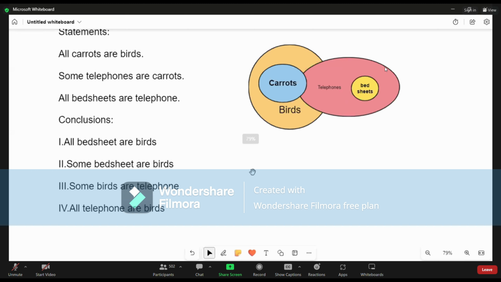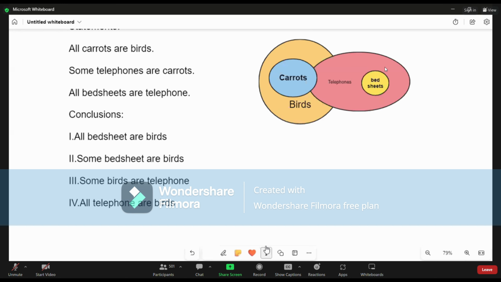So now let's come statement by statement. Since all of them are positive statements itself, we don't need any help of a secondary diagram or anything. So we'll just make the conclusions based on the primary diagram itself. You can see all of them are positive itself. There is no 'no' or 'not' in it. So first it says all bed sheets are birds. You can see that bed sheets and birds don't have any link between them. So the first statement is false.